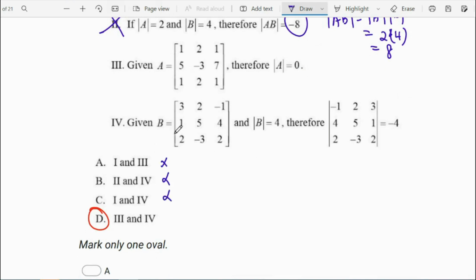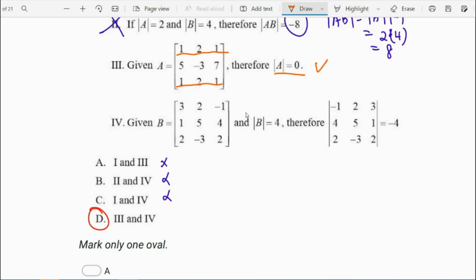Finally, we have 3 and 4. So we look at 3 and 4, why they are true. Because you have to see the determinant will be 0 when you're having a same row or same column. You notice that row 1 and row 3 they are same. So bila kamu ada row 1 dengan row 3 yang sama, determinant automatik akan jadi kosong. Okay, so ini adalah betul.